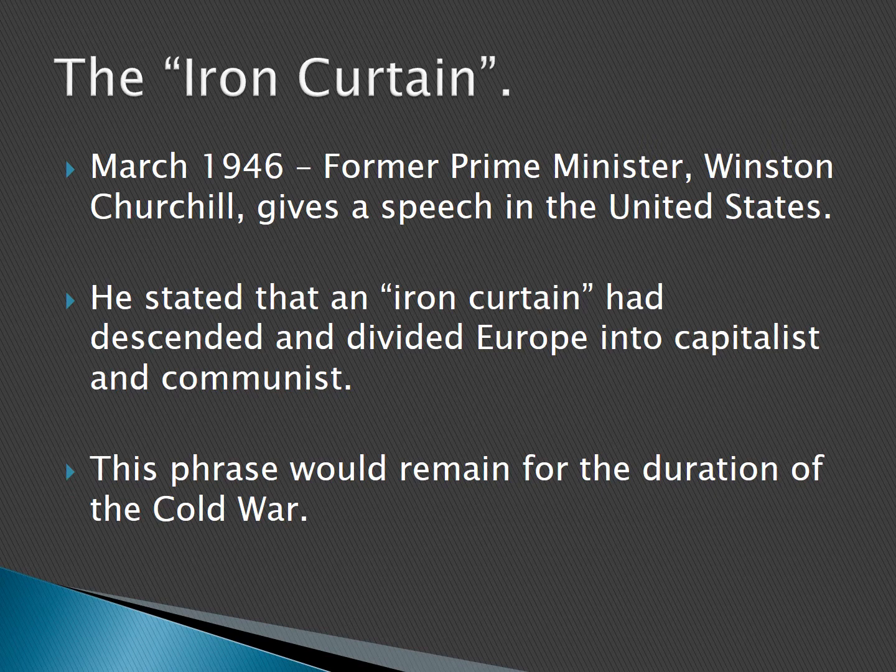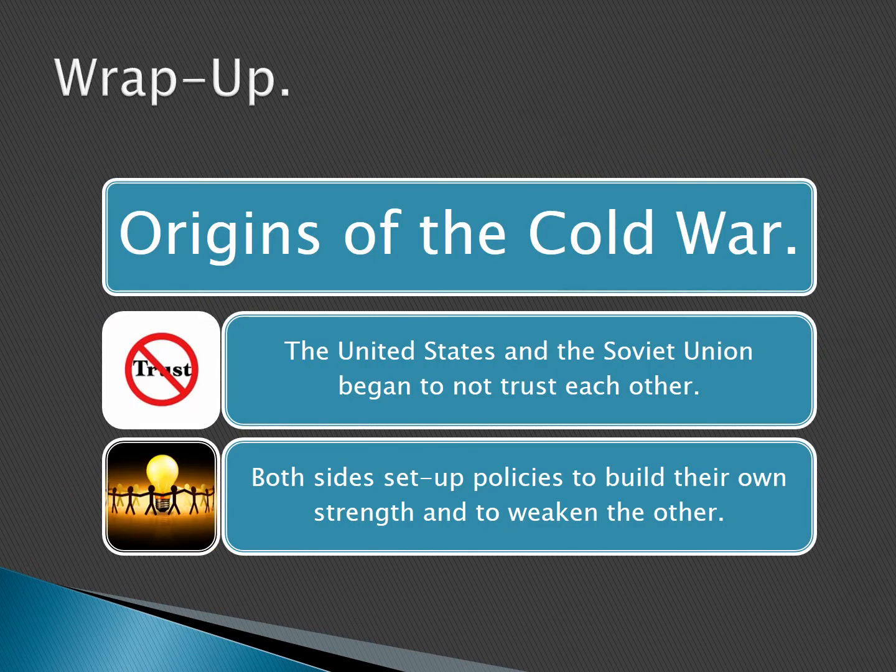Okay, so just kind of wrapping up here. The United States and the Soviet Union began to not trust each other at the end of World War II and definitely following World War II. And both sides are going to set up policies to build up their own strength and to also weaken the other.